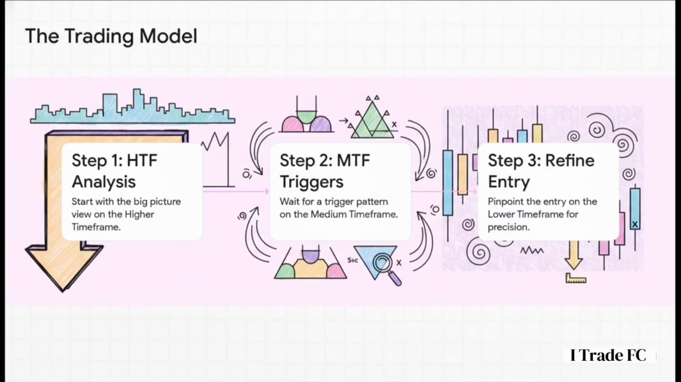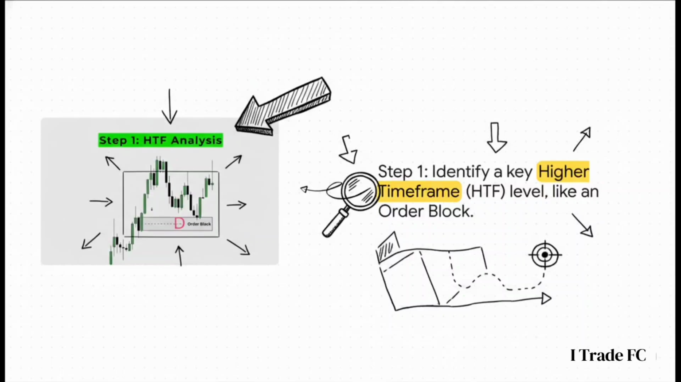We start with the big picture, the high time frame. Then we zoom into the medium time frame to find our trigger. And finally, we get super precise on the low time frame for our entry. It's a classic top-down approach. All right, step one. We always start with the big picture.